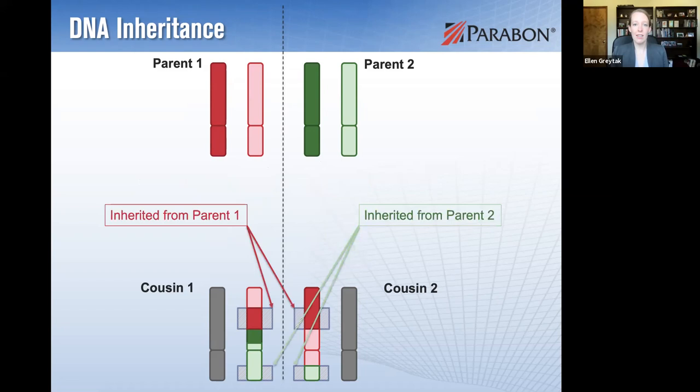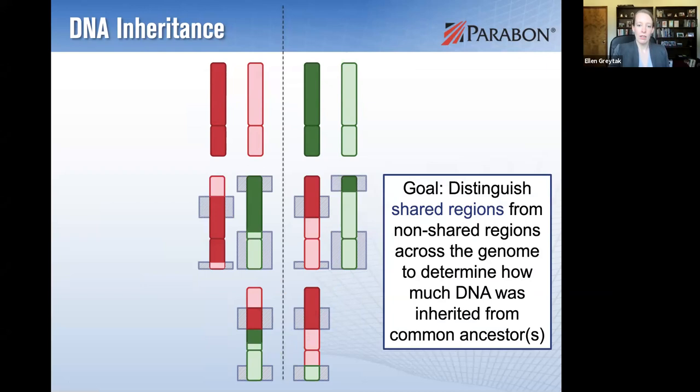So it's very easy to do with two siblings, but as we get out to cousins, second cousins, those pieces of shared DNA are going to be smaller and smaller. And so what we're trying to do is distinguish these pieces of DNA that were inherited from a common ancestor from the rest of the DNA that's not. Okay, so the way that we do that is trying to find those shared segments.